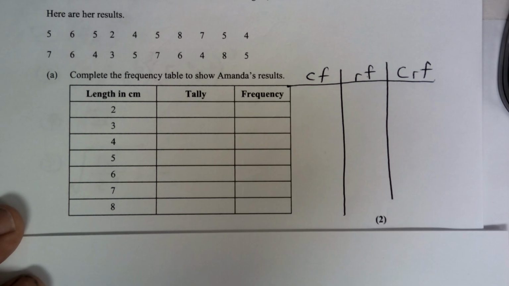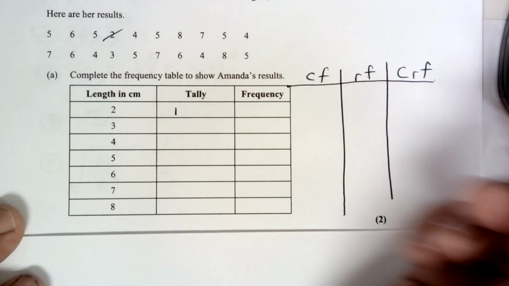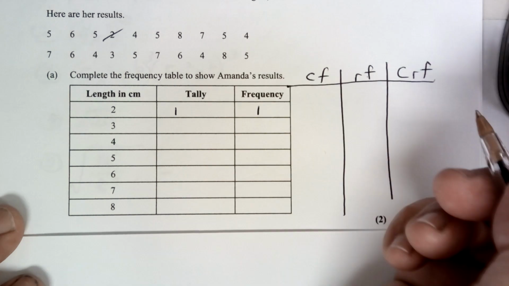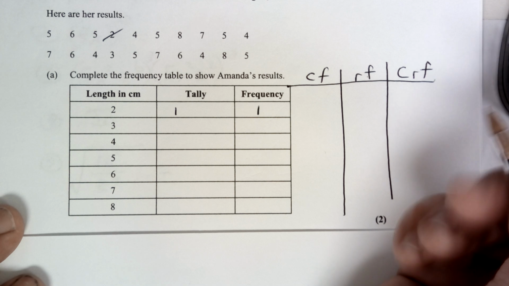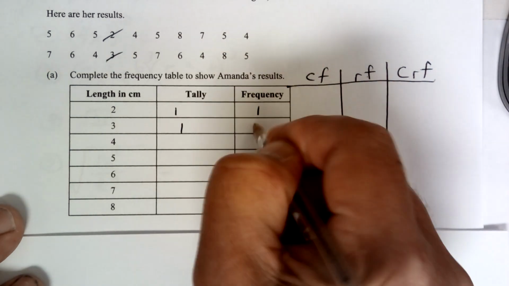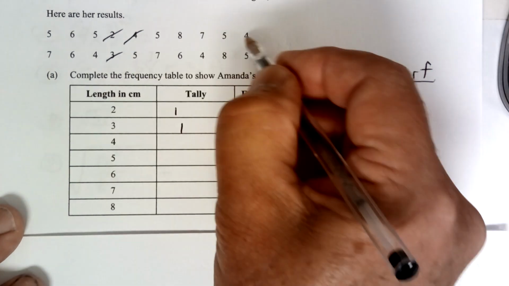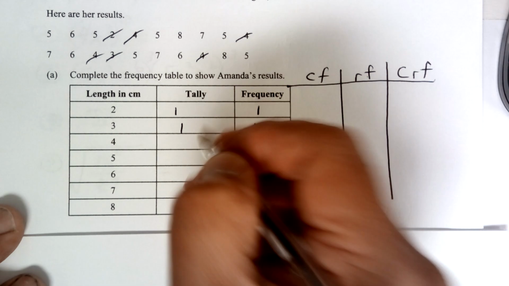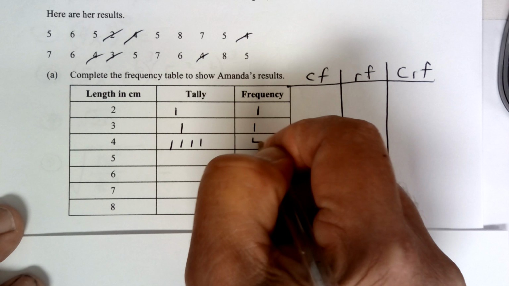Tally is where you go through each one of these. Like you have a 2, you put a 1. It looks like there's only one 2, so the frequency is 1. Then you go to 3. 3, it looks like there's only 1. Then you go to 4. 4, they have 1 here, and 1 here, and 1 here, and 1 here. So it looks like there's 4 4s. So 1, 2, 3, 4, you put a 4 here, and so on and so forth.